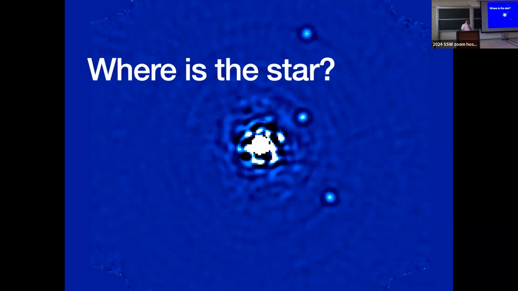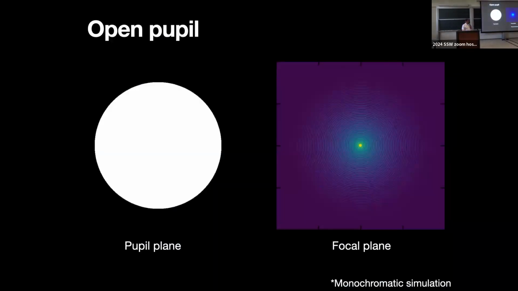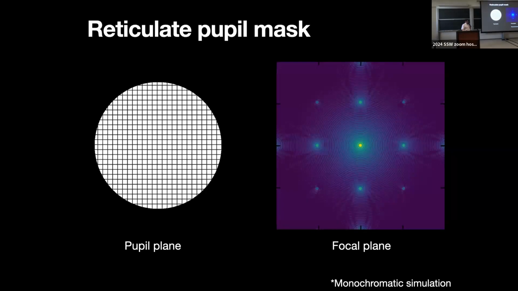One way we can measure the location of the star is by taking advantage of the behavior of the image when we adjust the amplitude and the phase in the pupil plane, as was discussed on the first day. In this simulation, I'm showing an off-axis telescope, just a circular pupil, and the resulting image in the focal plane. If we introduce a reticulated pupil mask into the pupil plane, we can see that in the focal plane, we've generated replicas of the central point source in a periodic pattern, moving away from the star.